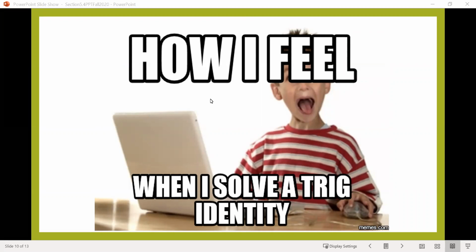And if you haven't already gotten the sense, doing trig identities is a lot of fun. It's really exciting, and I'm sure that every single one of you will look like this kid here after you solve your first one by yourself.